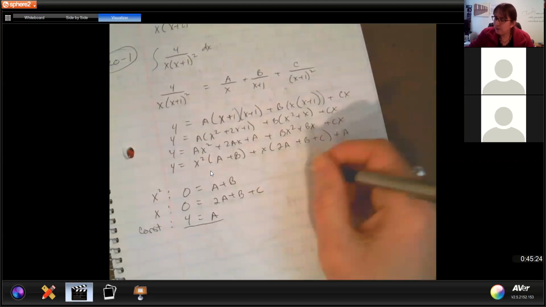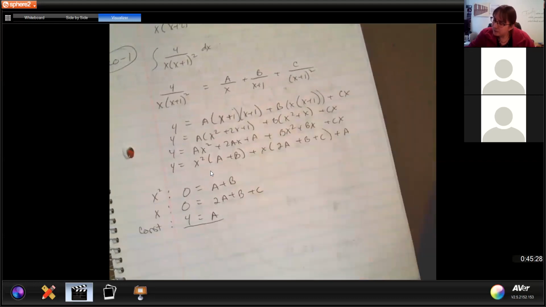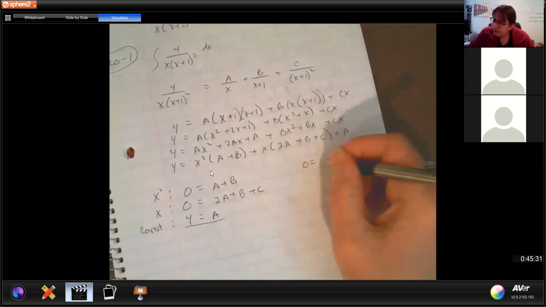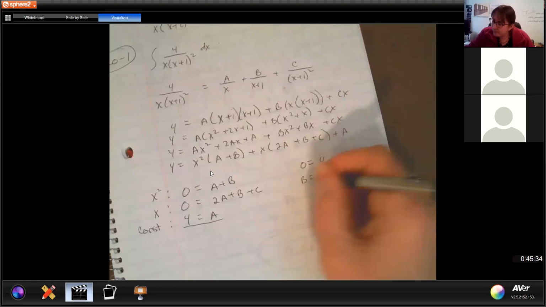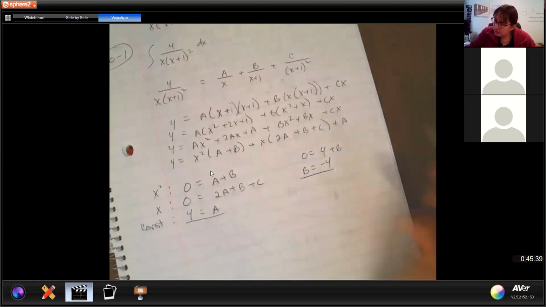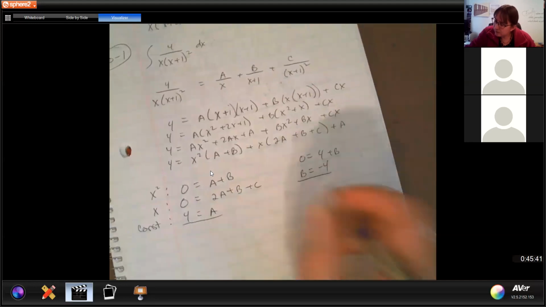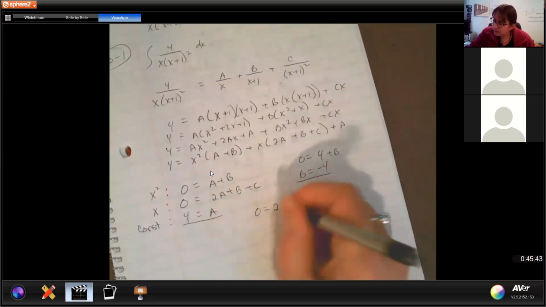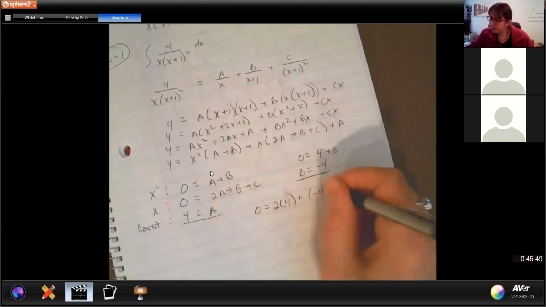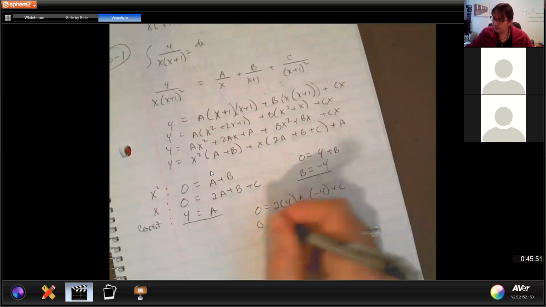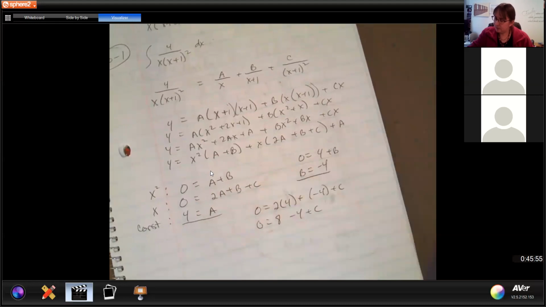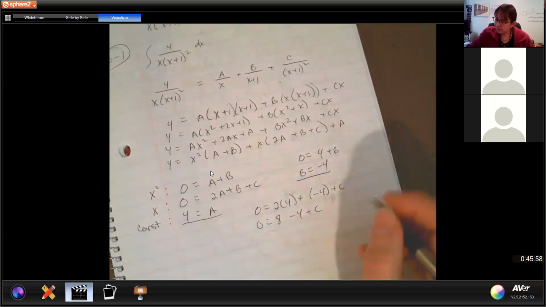And then I use my 2 equations, 2 unknowns. So 0 equals 4 plus B. So B has to equal -4. And then we use those 2 to find C. 0 equals 2 times A plus B plus C. 8 minus 4 plus C. So C equals -4.